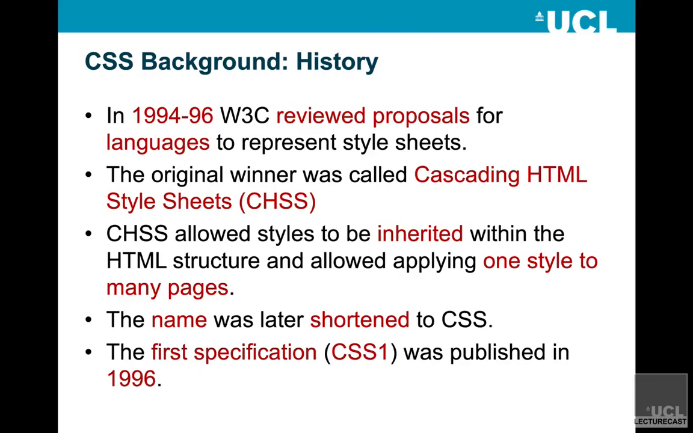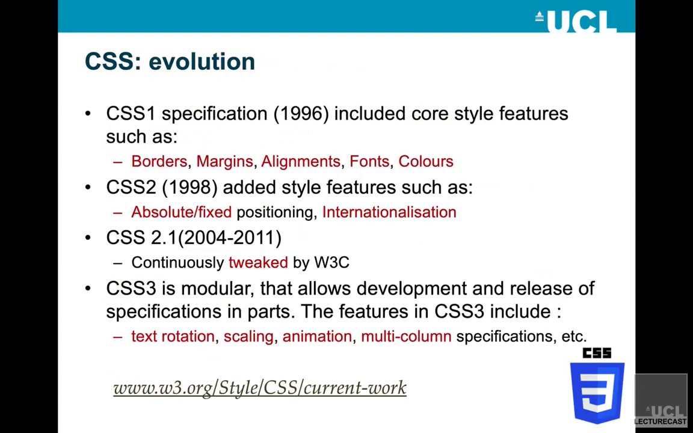Now, okay, the name was shortened, but it's also important to talk about the different specifications of CSS. So the first specification was adopted in 1996. However, this has changed further down the line. CSS1 allowed us to control the borders, margins, alignments, fonts, and colors. But as we progressed, we realized that we need better ways of controlling the content.